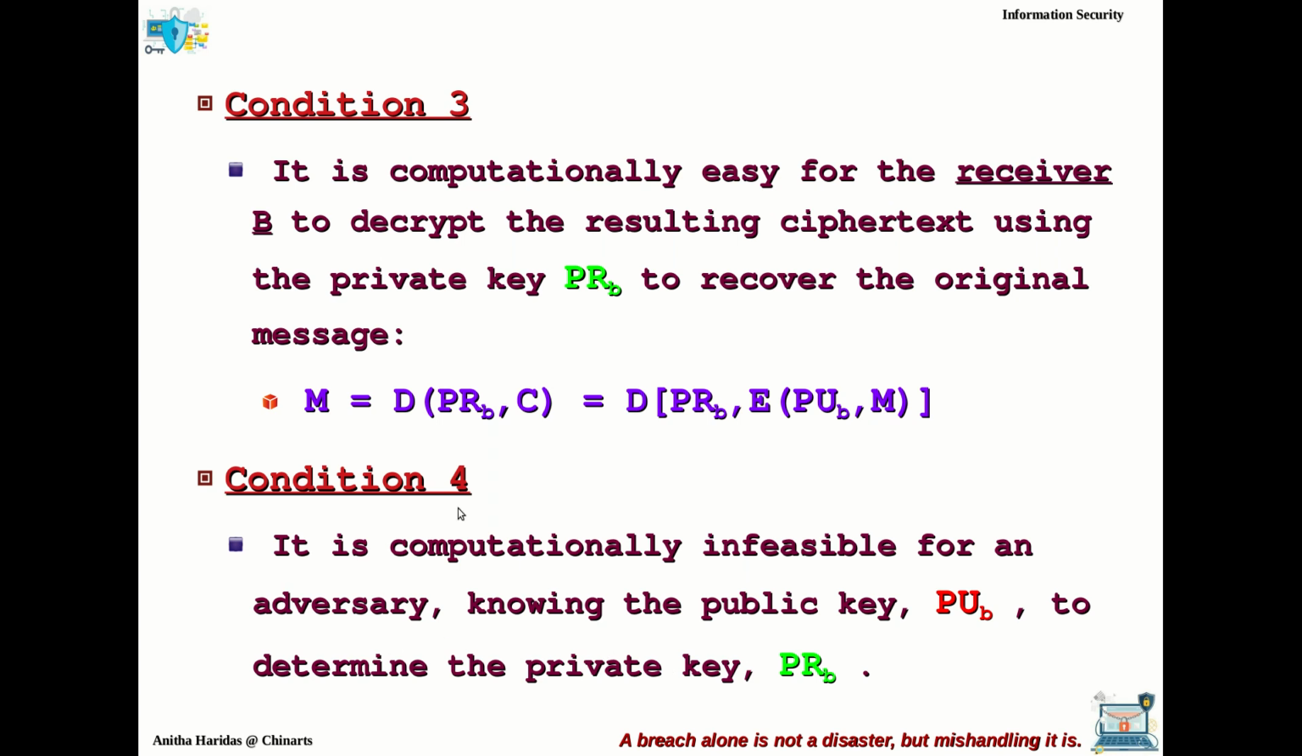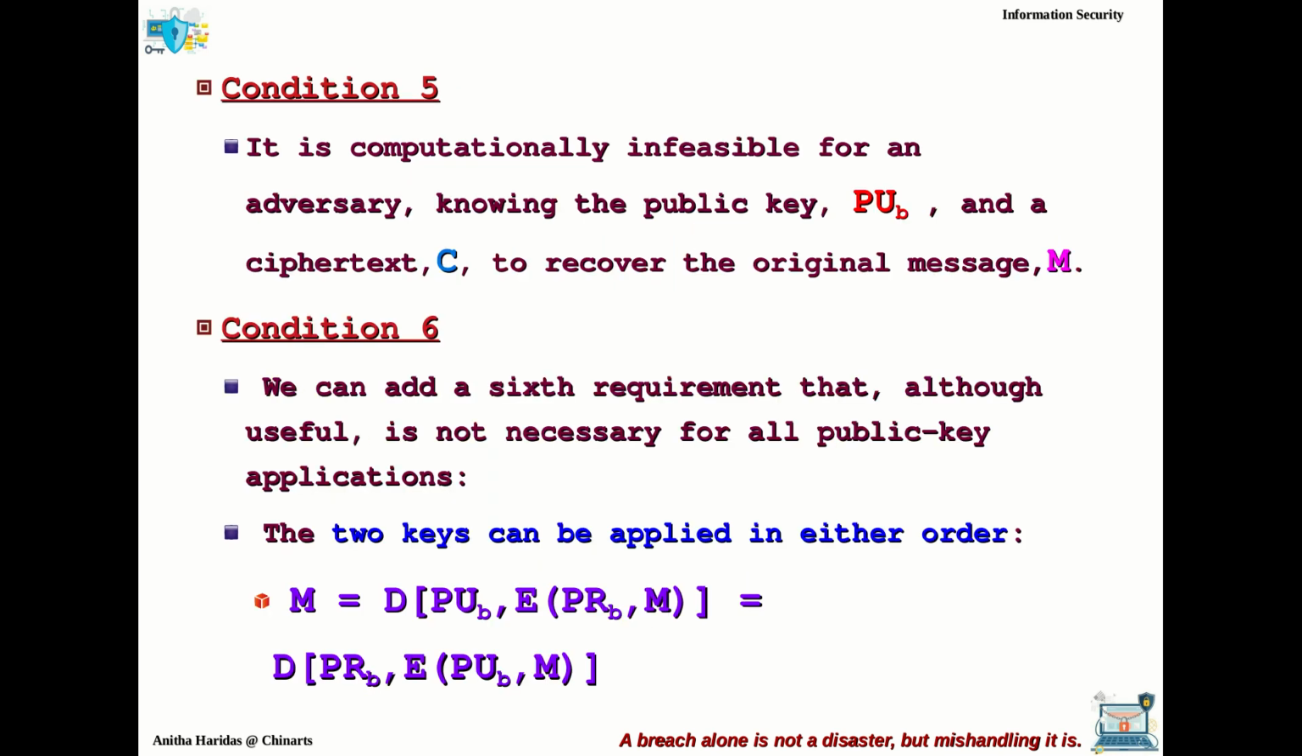So condition 4 says it is computationally infeasible for an adversary knowing the public key to determine the private key. So if the adversary knows the public key, he cannot generate the private key. That kind of computational or mathematical function is to be used in the cryptographic algorithm. And the fifth condition is again, it is computationally infeasible for an adversary knowing the public key and the ciphertext to recover the original message.